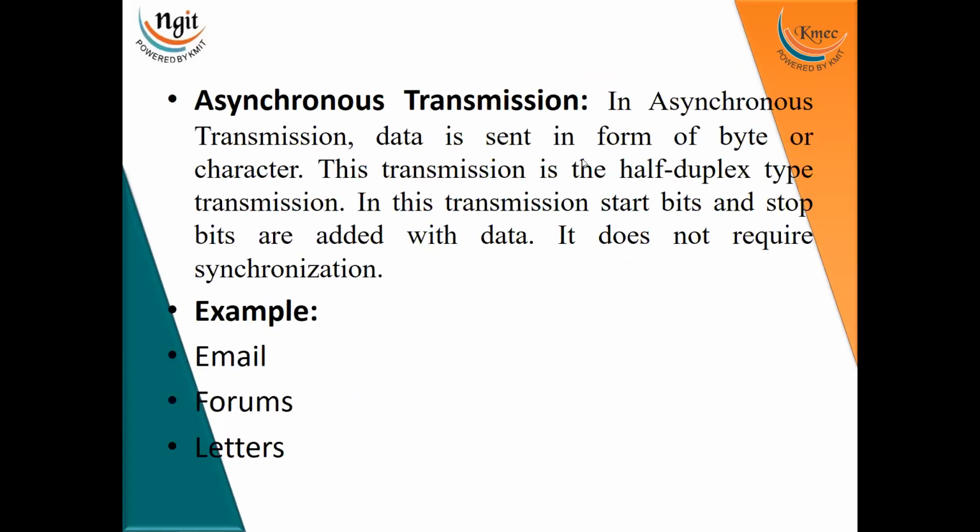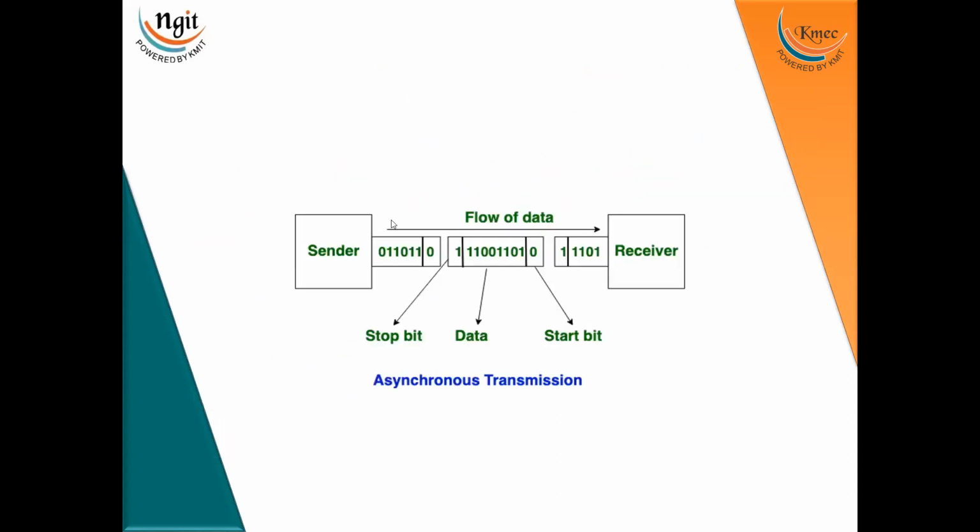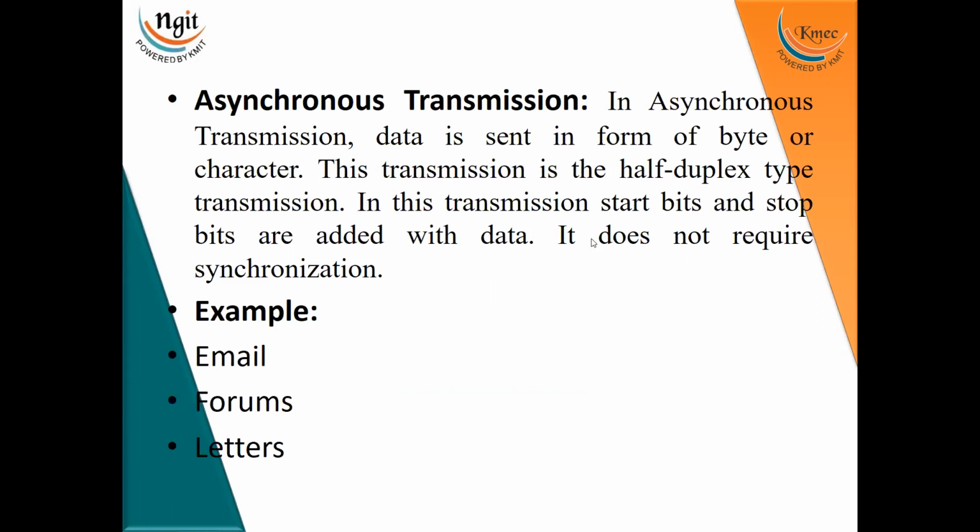Whenever I have asynchronous transmission, what is it called? Here, the data is sent in the form of bytes or characters. In this asynchronous transmission, for each and every transmission, we have a start bit as well as a stop bit. The start bit indicates the data is entering, and the stop bit indicates it ends. This is the data. That means the start bit is 0 and the stop bit is 1. For asynchronous transmission, we add the start bit and stop bits with the data.